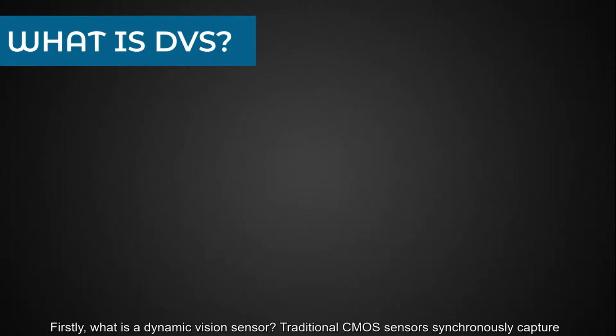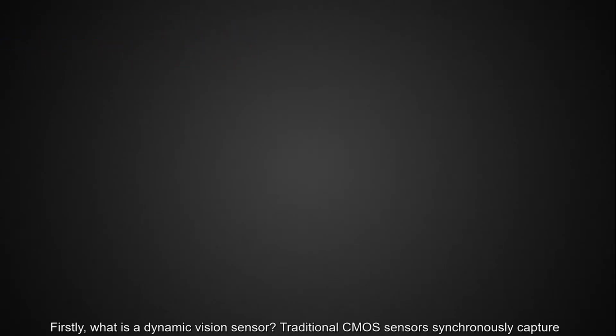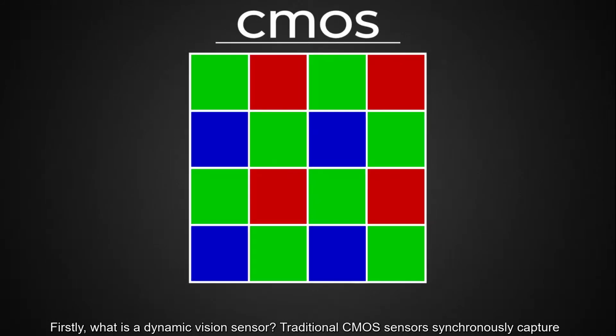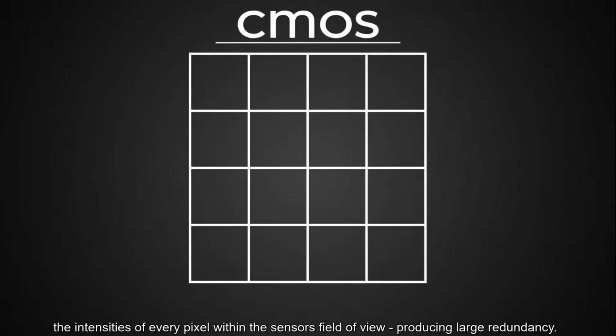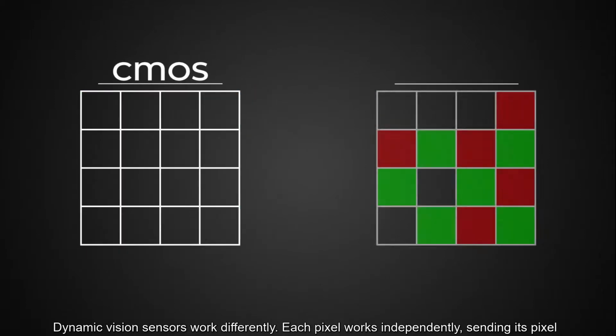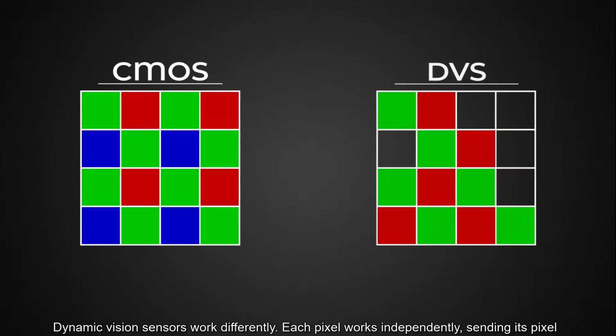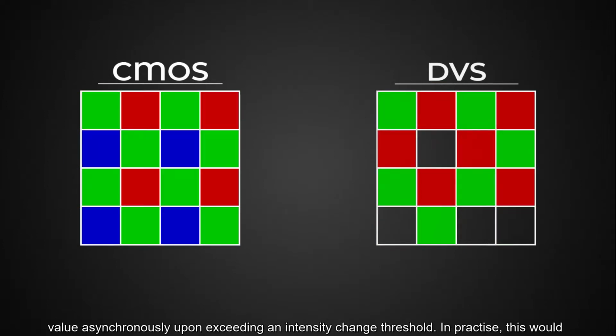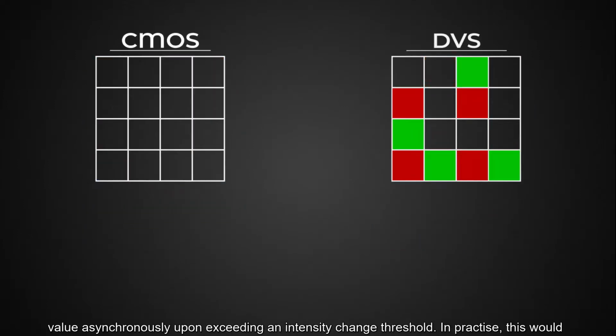Firstly, what is a dynamic vision sensor? Traditional CMOS sensors synchronously capture the intensities of every pixel within the sensor's field of view, producing large redundancy. Dynamic vision sensors work differently. Each pixel works independently, sending its pixel value asynchronously upon exceeding an intensity change threshold.